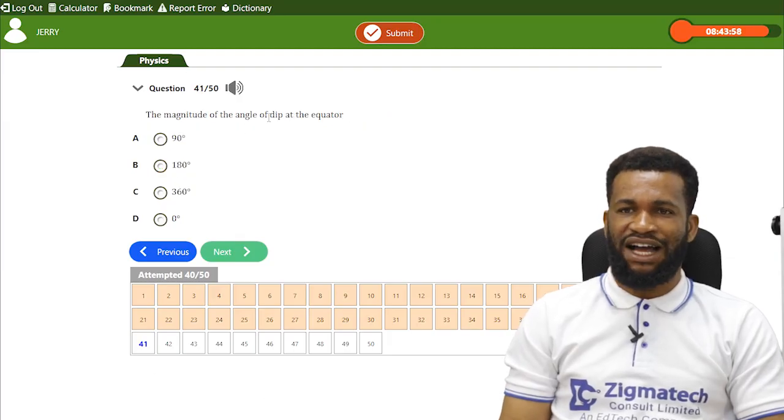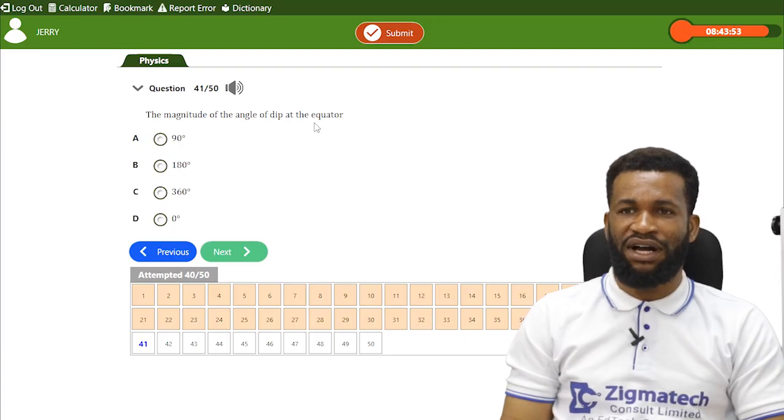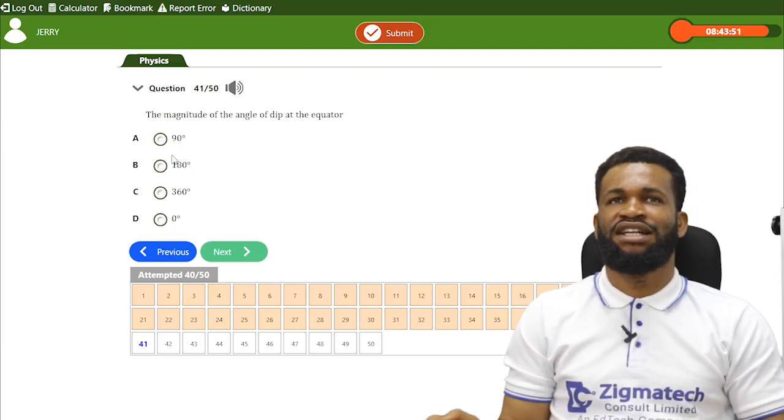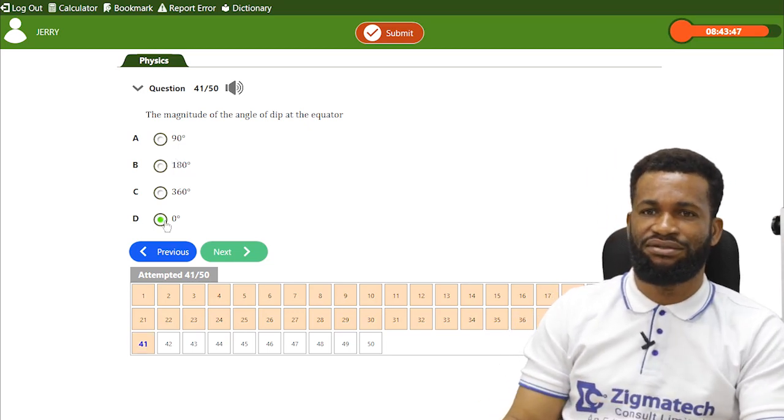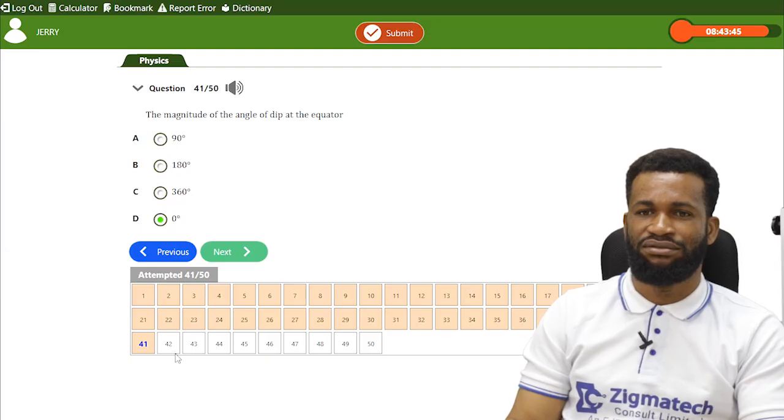The magnitude of the angle of dip at the equator. At the poles, they are 90 degrees. At the equator is 0. So it's 0 at the equator.